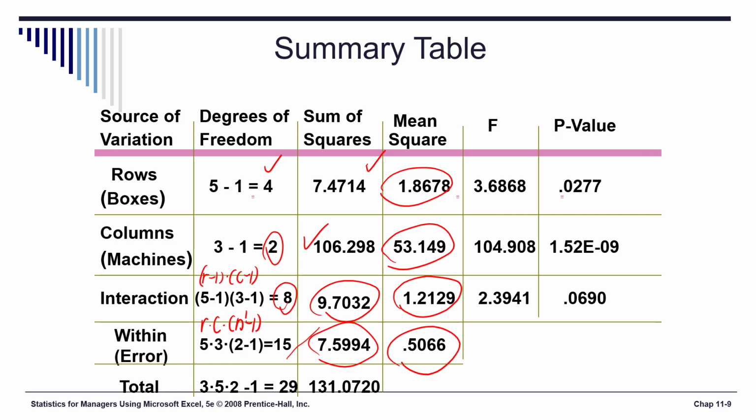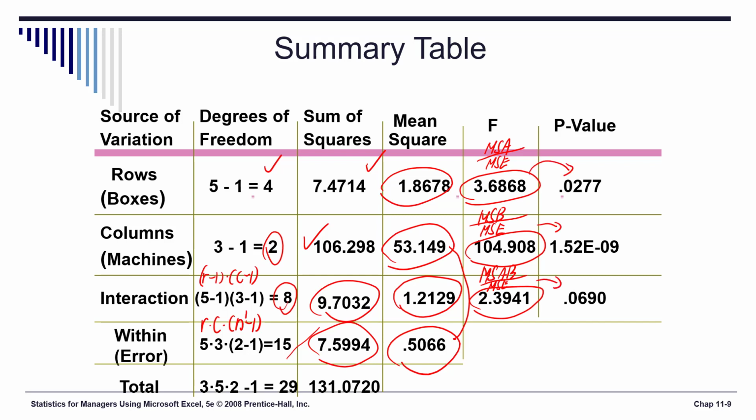Then for each F value, right? The F value here is mean of square for row factor divided by mean of square error. So we end up with this number. So mean of square of column B over mean of square error, we end up with 104.906. And also interaction, dividing the mean of square of interaction by mean of square error, we end up with 2.3941. And each one of these will yield the p-values.